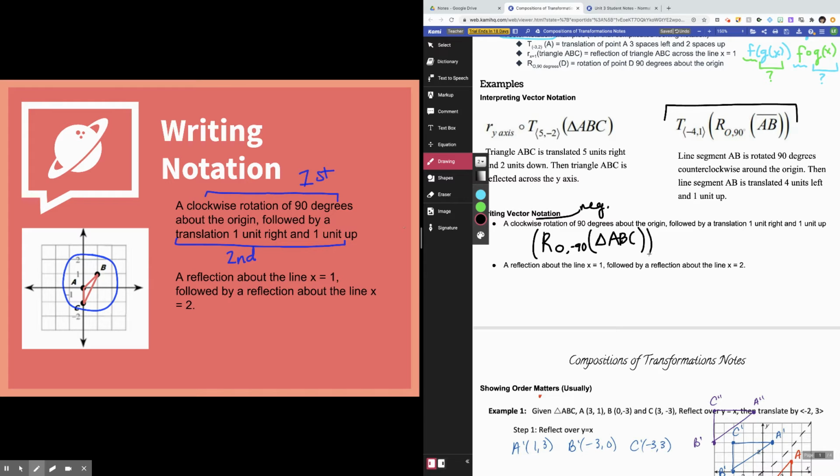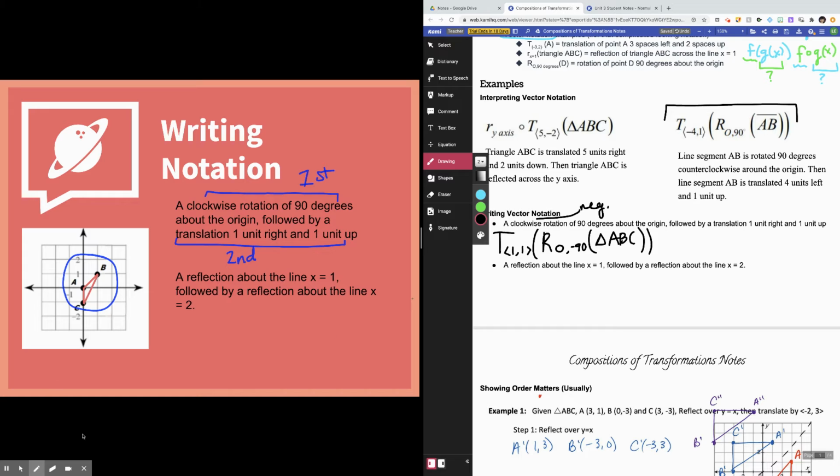Then I'm going to stick that in parentheses because I've got one more transformation, which is a translation. So capital T. And then I'm going to put my little brackets here, which tell me how far I'm moving for X and Y. So I'm translating 1 unit to the right. So that's a positive 1 for X, comma, and then 1 unit up, another positive 1 for Y. Okay, so that's how you take the plain English and turn it into math speak.